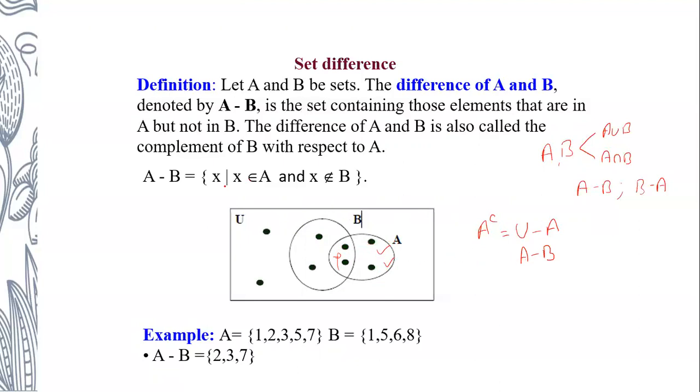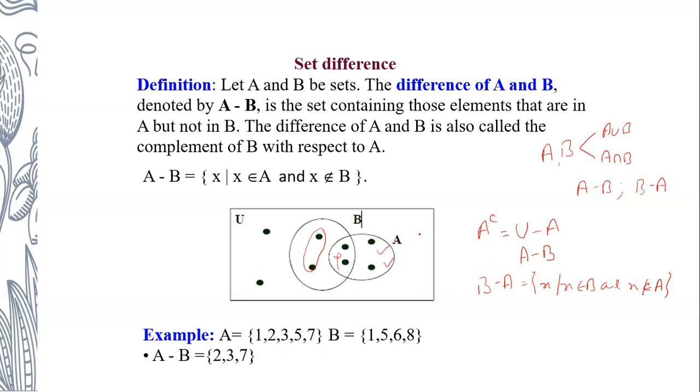So you can see the definition: A minus B is the set of all x such that x belongs to A and x does not belong to B. Similarly, can you guess what these two elements are referred to? This is nothing but B minus A, the elements belonging to B but not in A. So all x such that x belongs to B and x does not belong to A.